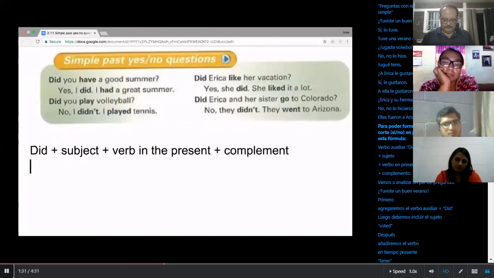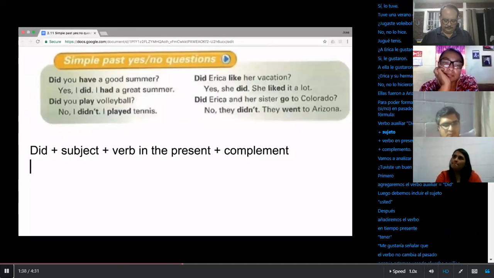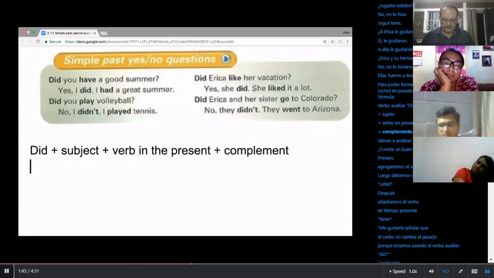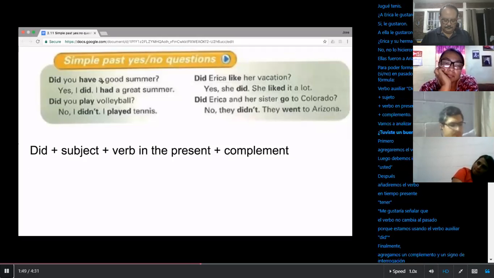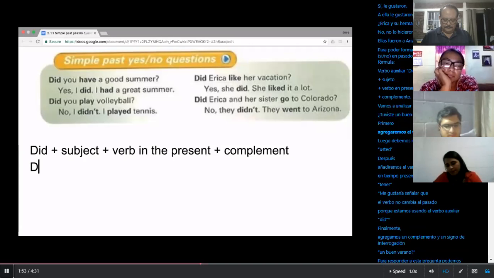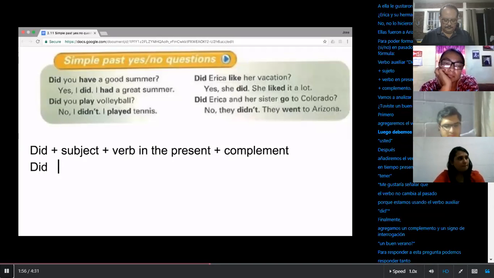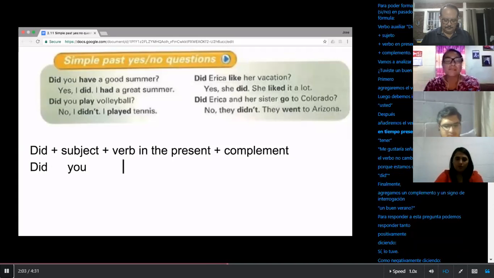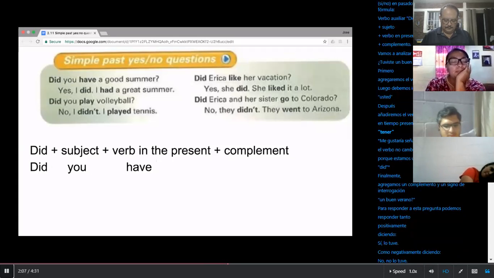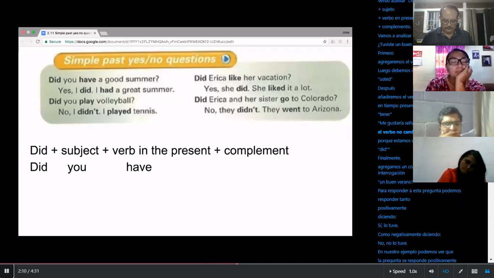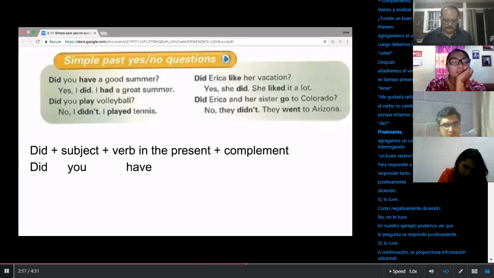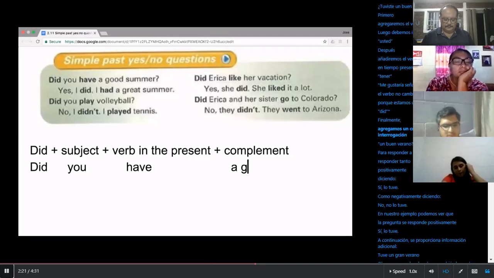In order to form simple past yes or no questions, we can follow this formula. Auxiliary did plus subject plus the verb in the present plus complement. Let's analyze a couple of questions. Did you have a good summer? First, we will add the auxiliary verb did. Next, we need to include the subject, you. After that, we will add the verb in the present tense, have. I would like to point out that the verb doesn't change to the past because we are using the auxiliary verb did. Finally, we add a complement and a question mark. A good summer.